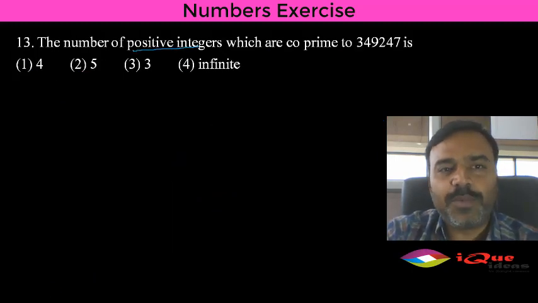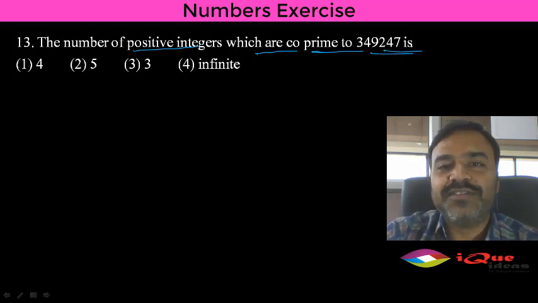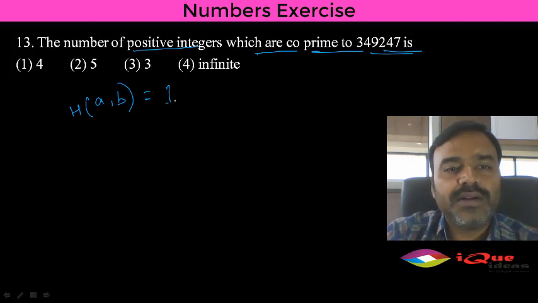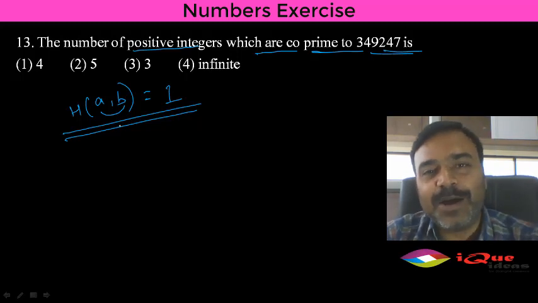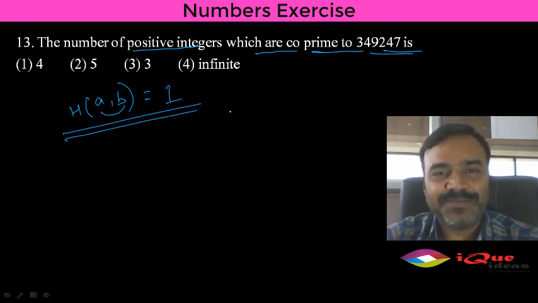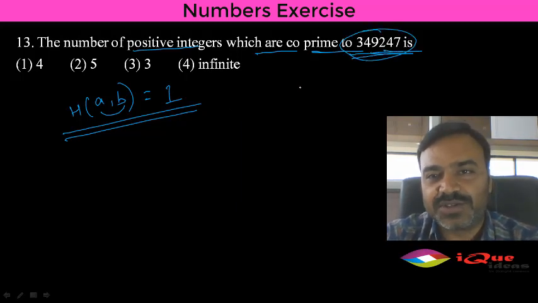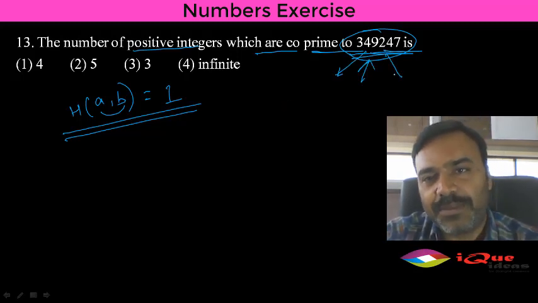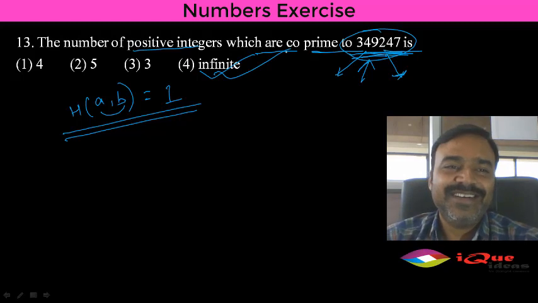Now the next question. If the number of positive integers which are co-prime to 249, 247, numbers which are co-prime. Alright, what is the definition of co-prime? If there are 2 numbers A and B, if their HCF is equal to 1, that means there is no common factor. That means A and B are co-prime. Now, for any number, there will be infinite number of co-prime numbers. Right? So here it's not saying whether it is below this or above this. We are simply saying there is a number 349247 or for that matter any number. Right? Very clearly there will be a lot of numbers below this, there will be a lot of numbers above this which will have no common factor with this number. So infinite without getting into any details.